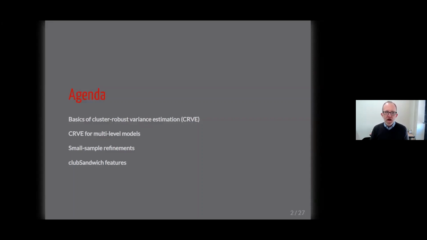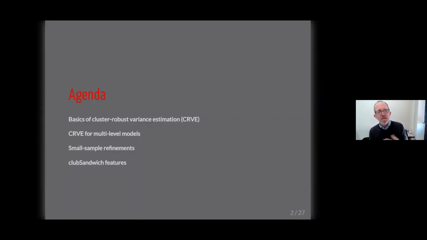First, I'll give a flyby basic introduction to what cluster robust variance estimation is and the rationale for using it. Then I want to focus specifically on the use of cluster robust variance methods in the context of multi-level models. For this part, I'm going to assume a little bit of familiarity with hierarchical linear modeling or multi-level modeling. I wanted to do this here because the combination of multi-level modeling and cluster robust methods doesn't get a whole lot of attention, and I think it's a useful technique.